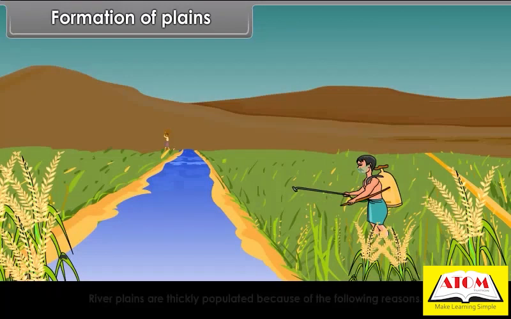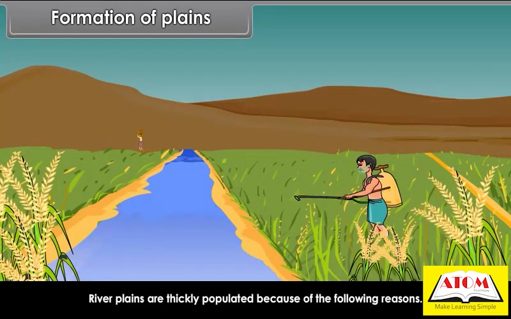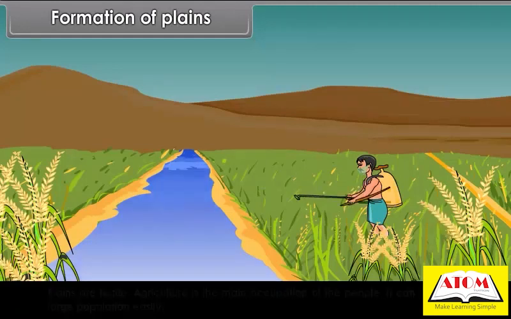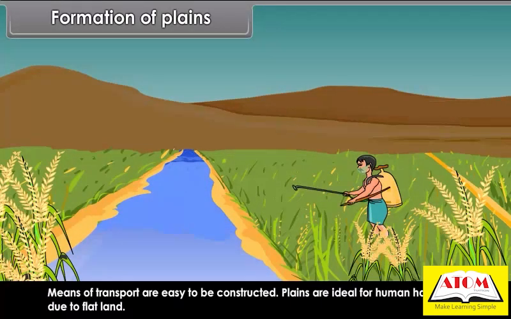River plains are thickly populated because of the following reasons. Plains are fertile. Agriculture is the main occupation of the people. It can sustain a large population easily. Means of transport are easy to be constructed. Plains are ideal for human habitation due to flat land.